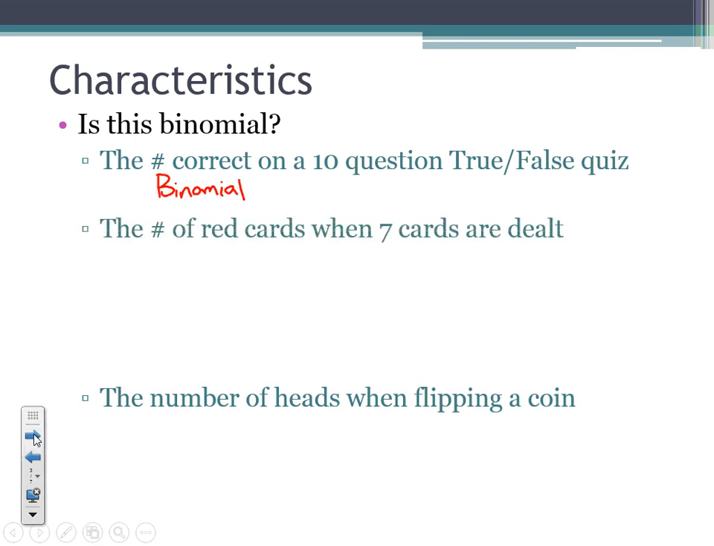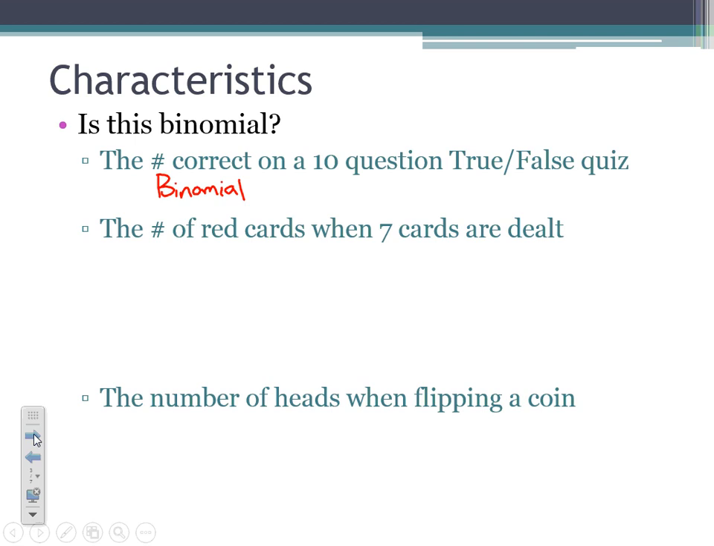Second example. All right, how about the number of red cards when 7 cards are dealt? So do we have two outcomes here? Well, I think we'd all agree, yes, we do. They're either red or they're black. Do we have a fixed number of trials? Again, we would say yes. We have 7 cards that are being dealt.